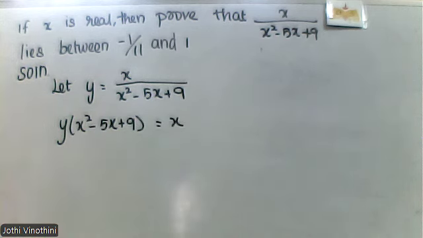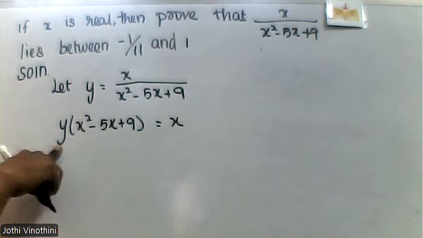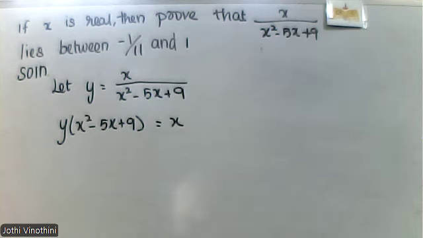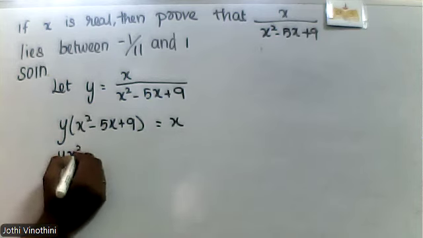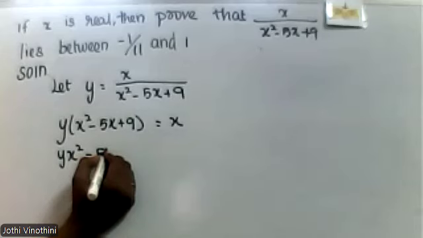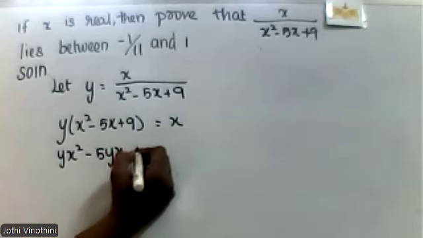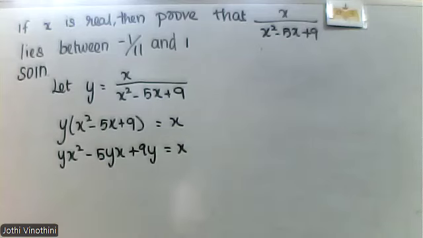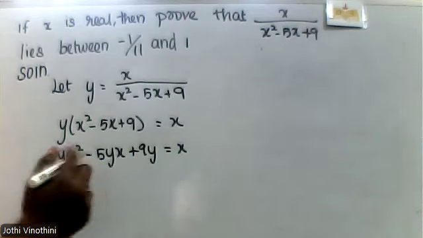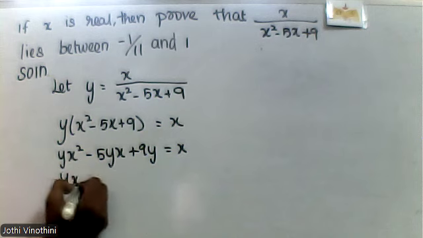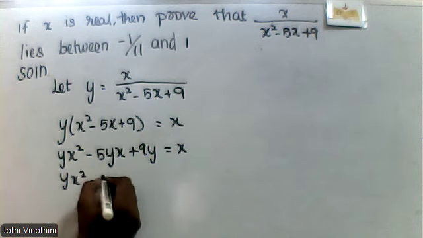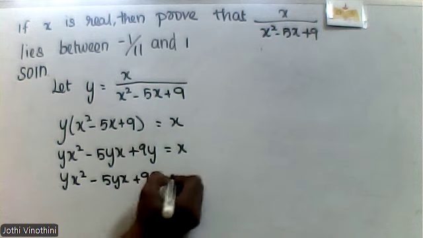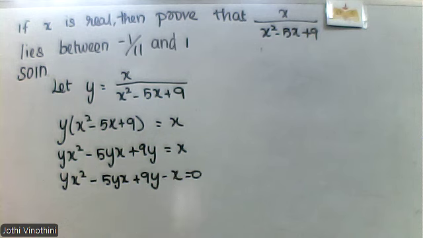So now what am I going to do? I am going to take the y inside the bracket expression. So it becomes yx squared minus 5yx plus 9y, which equals x. Now I'm going to take this x to the left side. So it becomes yx squared minus 5yx plus 9y minus x equals 0.